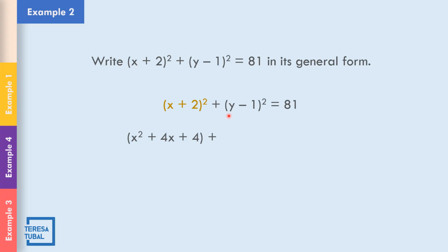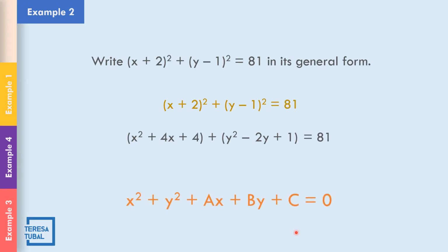How about the quantity y minus 1 squared? So y times y is equal to y squared. 2 times y is 2y times negative 1 is negative 2y. Negative 1 times negative 1, the answer is equal to positive 1, equals 81. So let us arrange. It should be x squared plus y squared plus ax plus by plus c equals 0. So first we need to identify which is x squared. So copy x squared and then copy y squared.